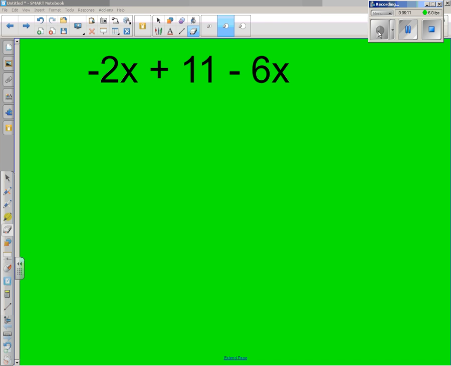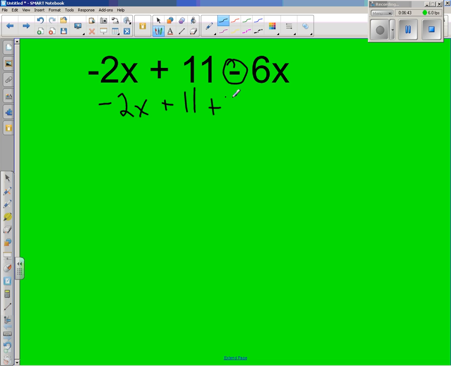Here's an example where it gets a little bit tricky. This is where people make a lot of mistakes when they're identifying the parts of an expression, because I have thrown negatives in here, okay? So just like I have been telling you guys for weeks and weeks and weeks, when you see subtraction, what do I want you to do? I want you to change it to adding the opposite. So this is actually going to become negative 2x plus 11, and then change this to addition and take the opposite of that term. So it's going to be negative 2x plus 11 plus negative 6x.